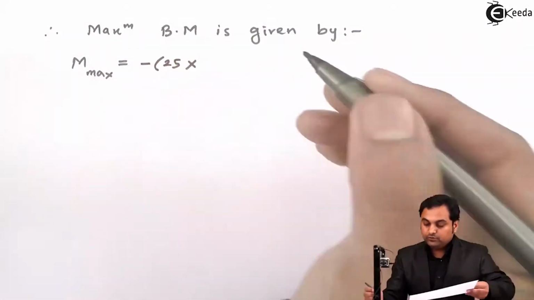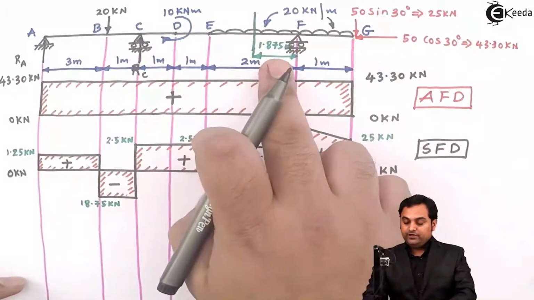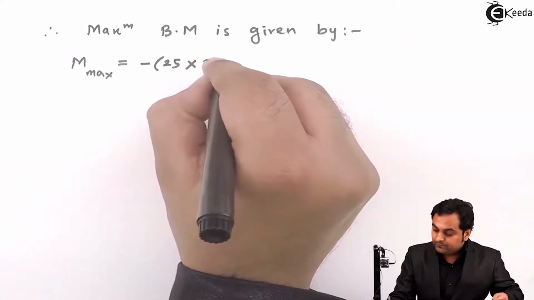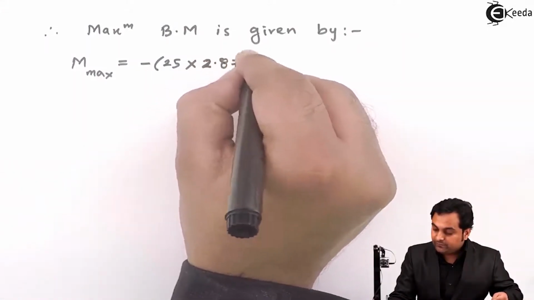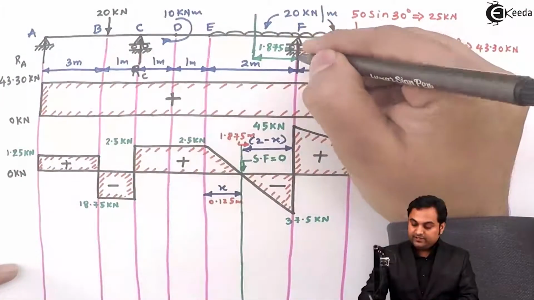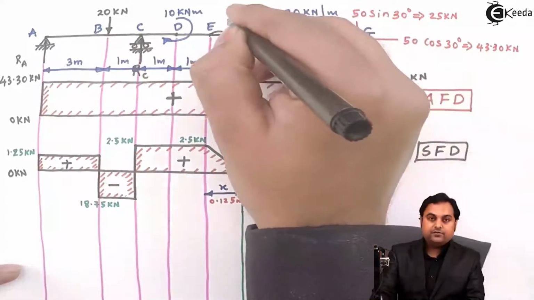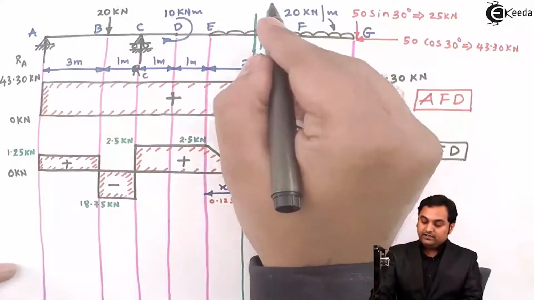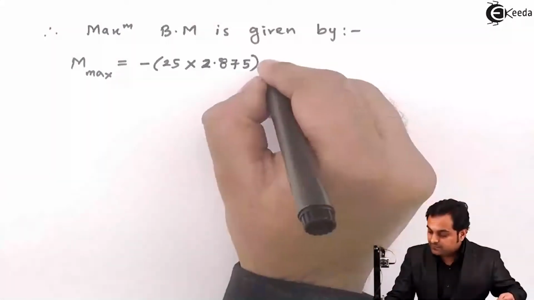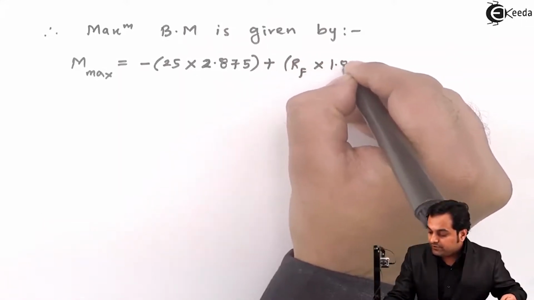So 25 into the distance between this section and point G, which is 1.875 plus 1, that is 2.875. Then here there is also reaction at F, RF, and this RF will be producing anticlockwise moment. So on the right hand side, anticlockwise is positive. So plus RF into 1.875.